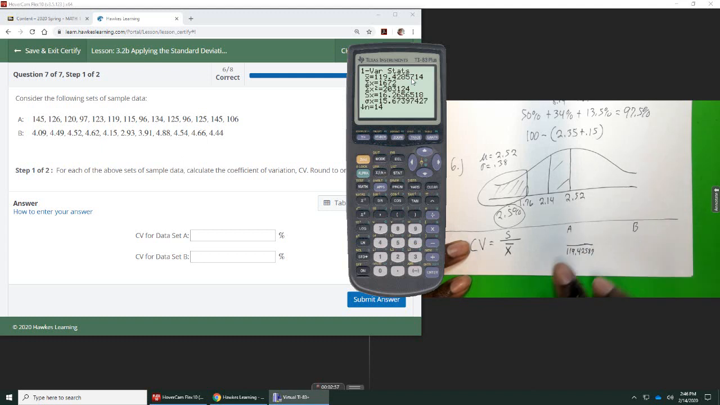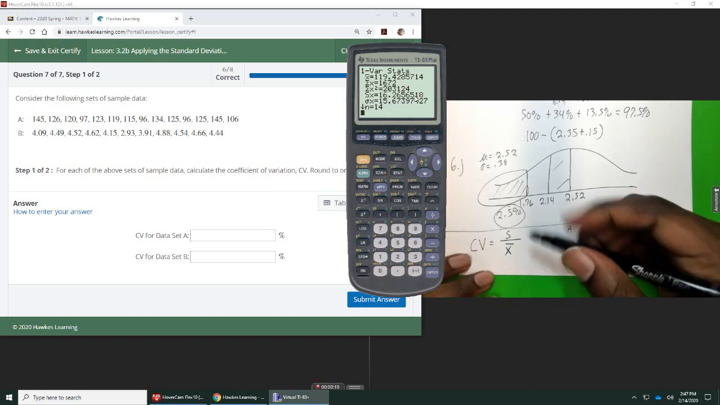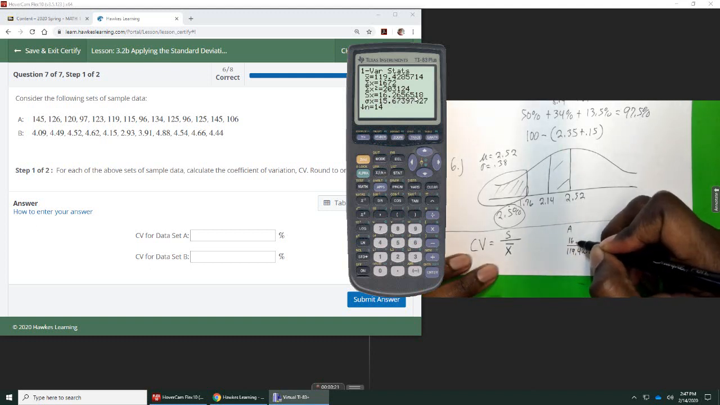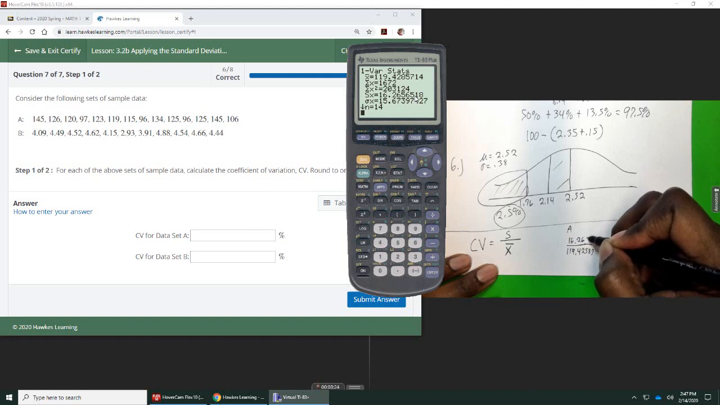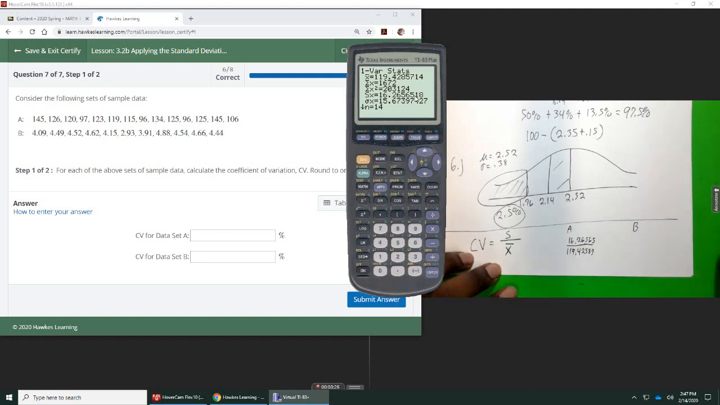Now, I know I cut off a few digits, but it's better to write about 5 of them and then round the coefficient, because if you round this and round this and then round the coefficient, you're throwing the answer off the more times you round. So you want to round one time if you can help it. Now, the sample standard deviation is 16.26565.